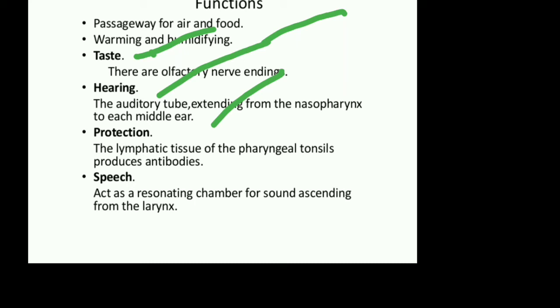The lymphatic tissue of the pharyngeal tonsils produces the antibodies. So, one of the functions is protection also. And speech: it acts as a resonating chamber for the sound, but remember that it is not exactly like the larynx, just a resonating chamber for the sound ascending from the larynx, which is coming from the larynx.